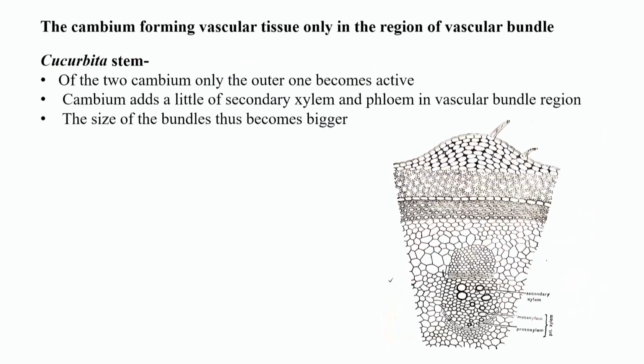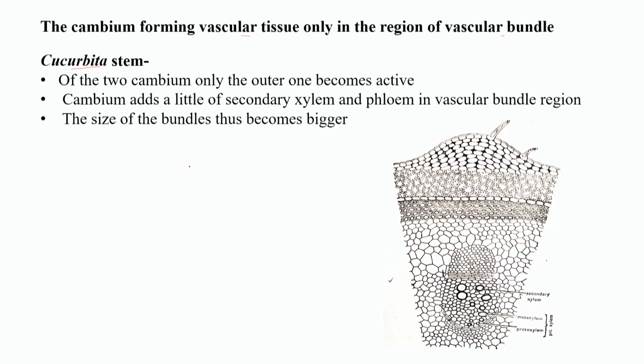First of all, let's try to understand this behavior, that it is forming vascular tissue only in the region of the vascular bundle. You will see this structure in Cucurbita. I have told you before that many of the plants have multiple anomalous behaviors. It's not the presence of only one thing that is sufficient to describe that anomalous structure. So they will have multiple. We will try to understand them.